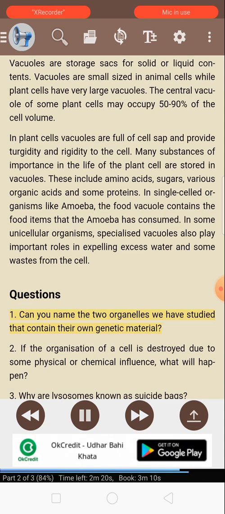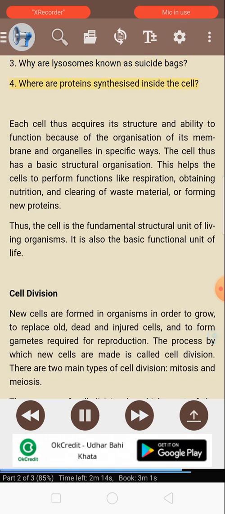Questions. 1. Can you name the two organelles we have studied that contain their own genetic material? 2. If the organization of a cell is destroyed due to some physical or chemical influence, what will happen? 3. Why are lysosomes known as suicide bags? 4. Where are proteins synthesized inside the cell?